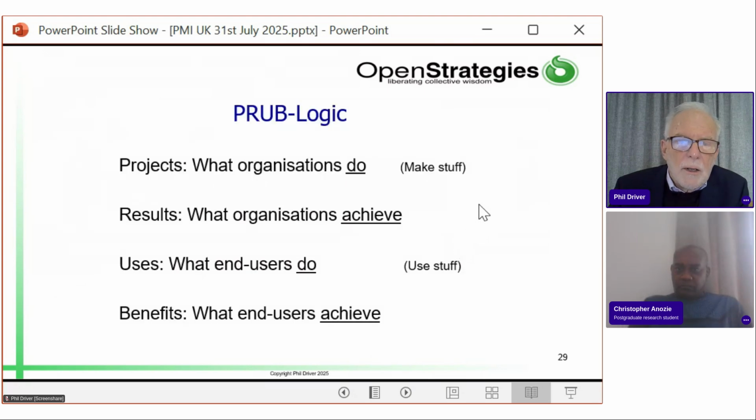So here we go, just summarizing again. Projects are what organizations do. They make stuff. Results are what they achieve. Uses are what end users do. So they're using stuff, and benefits are what end users achieve.